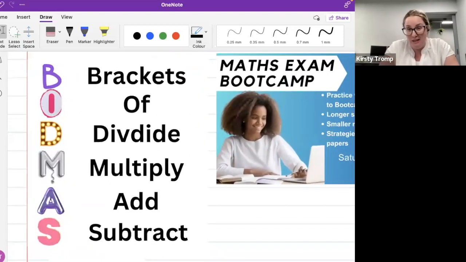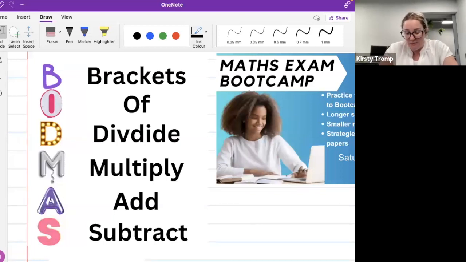So when we're looking at calculations, the most important thing that we're wanting to look at, everybody, is BODMAS. We should be able to have a look at BODMAS from the beginning of the term, all right? BODMAS has to do with what? Brackets, of, divide, multiply, add, and subtract.